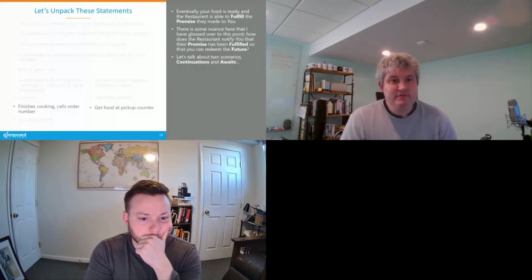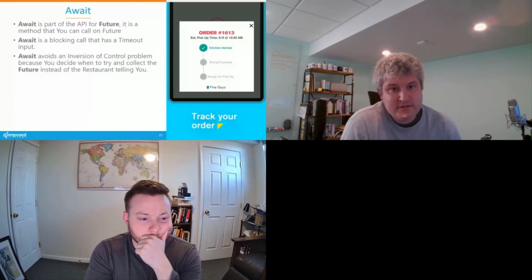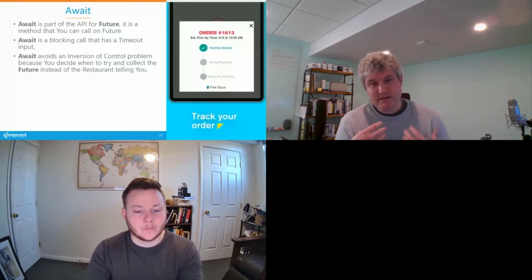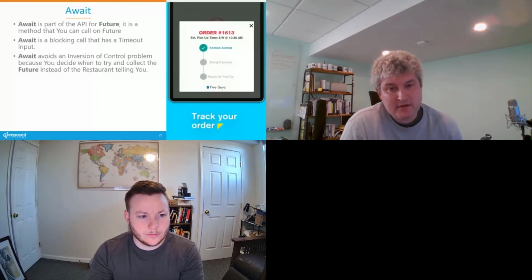Await is a little bit different. So await is part of the API for future, and you'll see that in a few minutes here. It is a method. I think it's the only public method that you can call on future. So it's the only thing that me as an asynchronous bit can do with my future is call await. It's a blocking call, and it does have a timeout input.